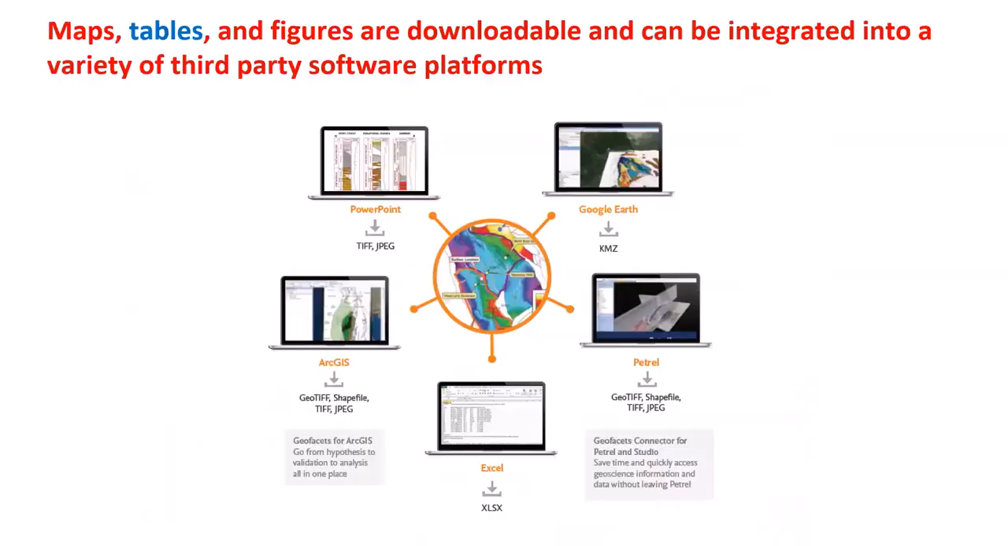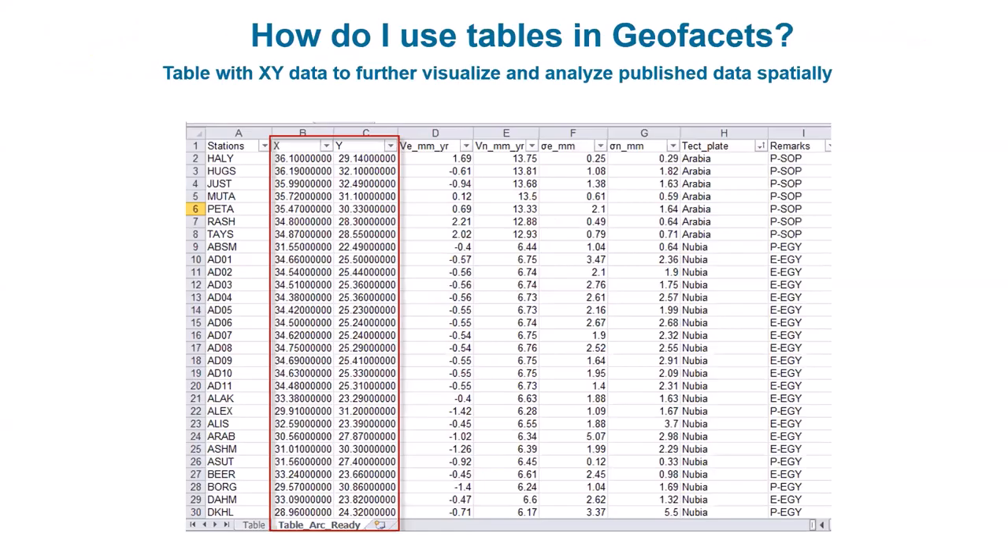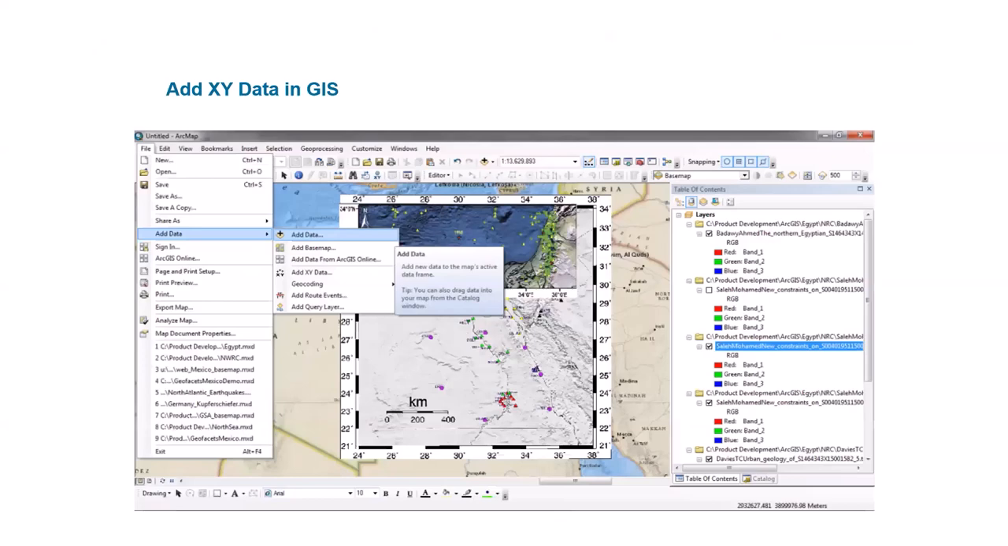Besides PowerPoint, Google Earth, Petrel, and ArcGIS, another very important tool is saving the tables as Excel. This is very important. Most of the tables are just numbers. You would have to retype them, because all the tables are actually like an image within any paper. But GeoFacets has the facility to save any table within a paper or an electronic book as an Excel sheet. So you end up with the numbers saved within Excel itself.